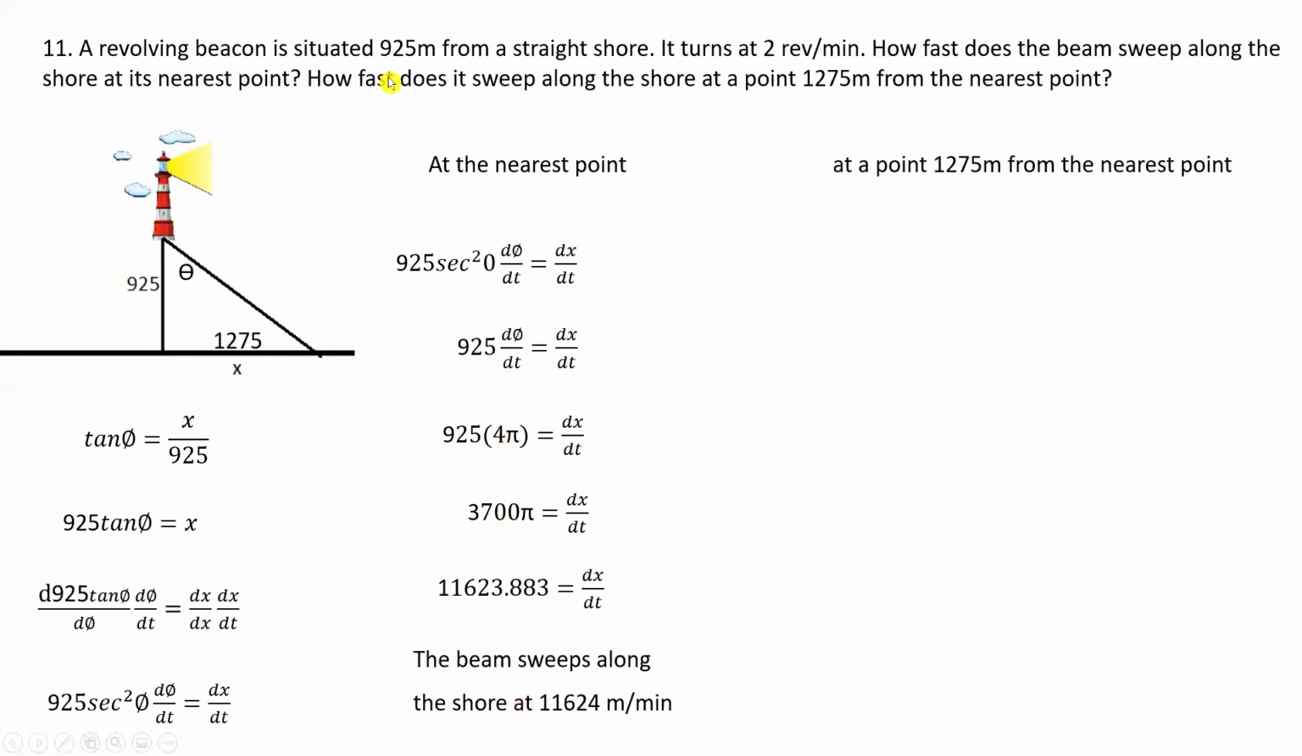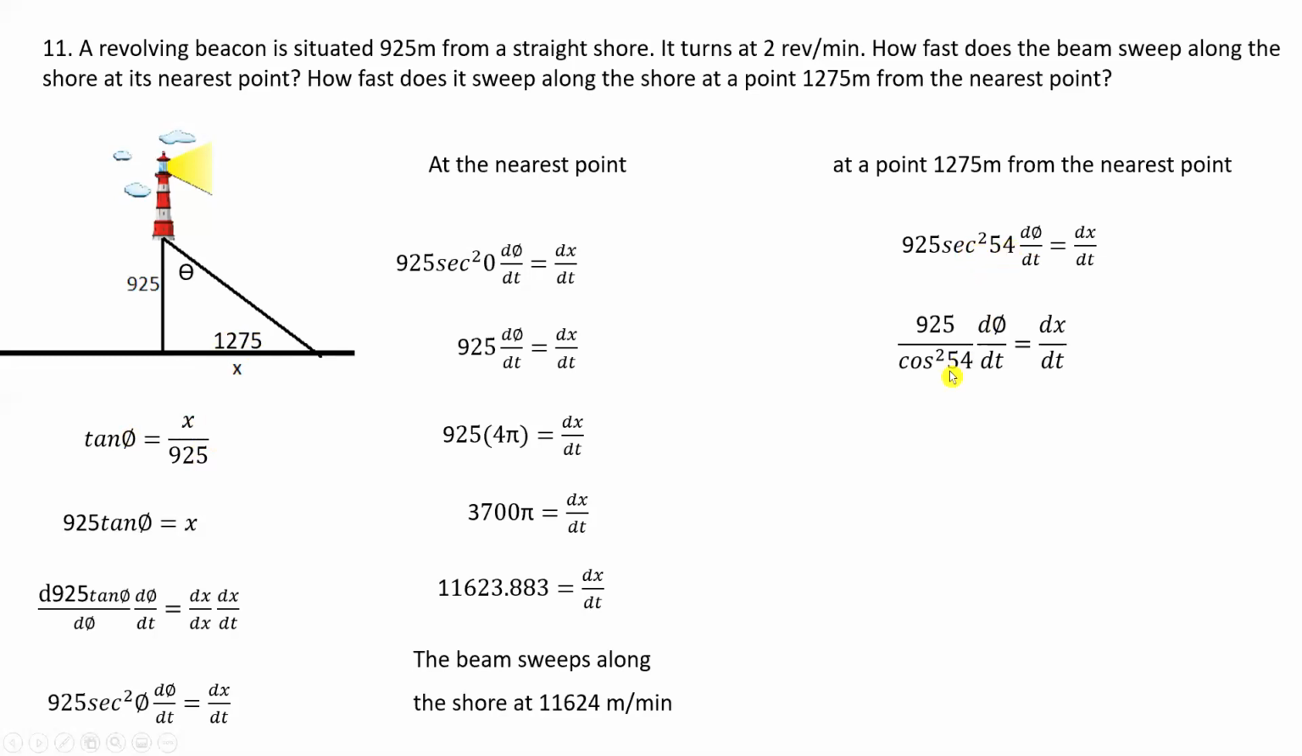What if we do the question, how fast does it sweep along the shore at a point 1275 from the nearest point? We still start the question the same way. So we can pick up from this point. 925 secant squared, and where's this 54 degrees coming from? We have 1275 now in this question. If you put 1275 over 925 and do inverse tan, the calculator will give you an angle of 54 degrees. You can then calculate the secant of 54.